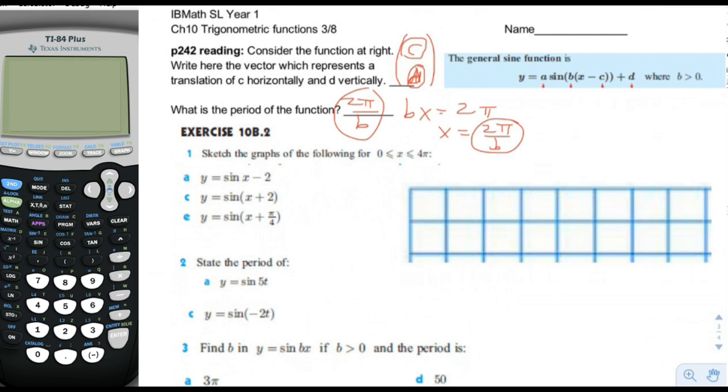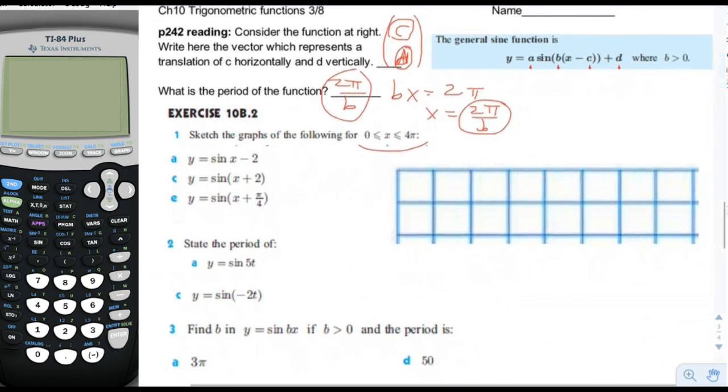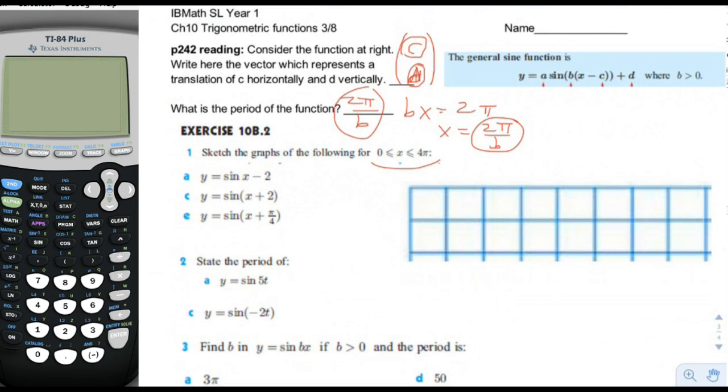Sketch the graphs of the following for x between 0 and 4 pi. First we're going to label the axis. So this is 0, and this is 0, and this is pi, and this is 2 pi. Then first we'll just do a regular sine wave. A regular sine wave looks kind of like that.